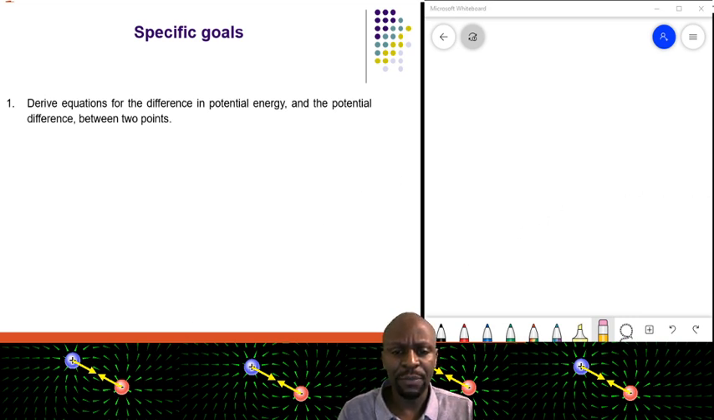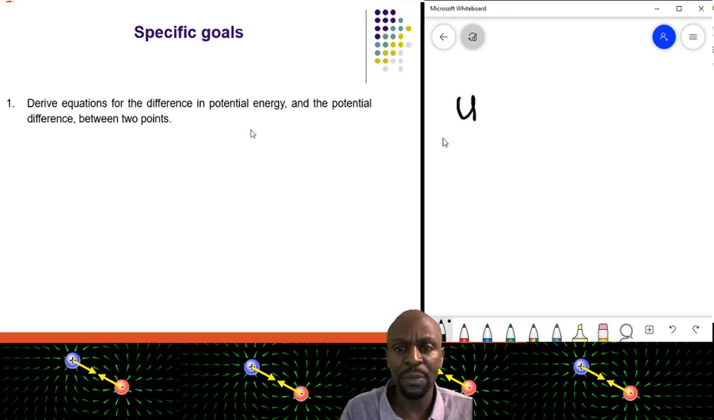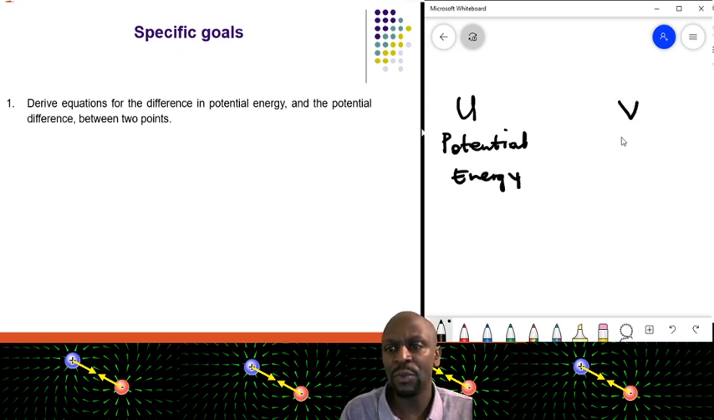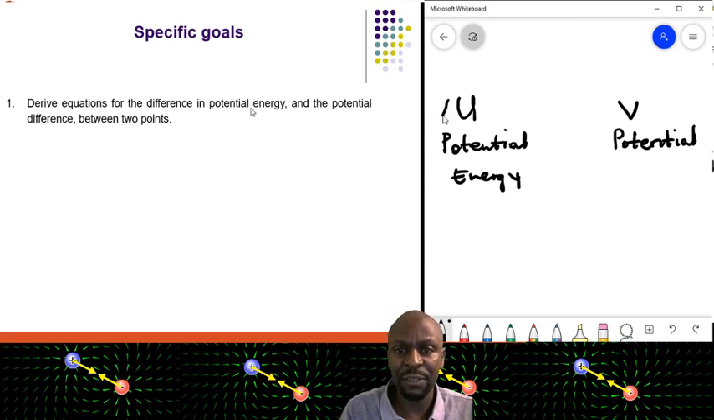For the sake of terminology, we are going to be using U to denote the potential energy, and V to denote potential. The electric potential is just denoted by V, while the potential energy is just denoted by U. The change in potential, or potential difference, is denoted by this. These two are very important, and I want you to always know the difference between the potential energy and just potential.